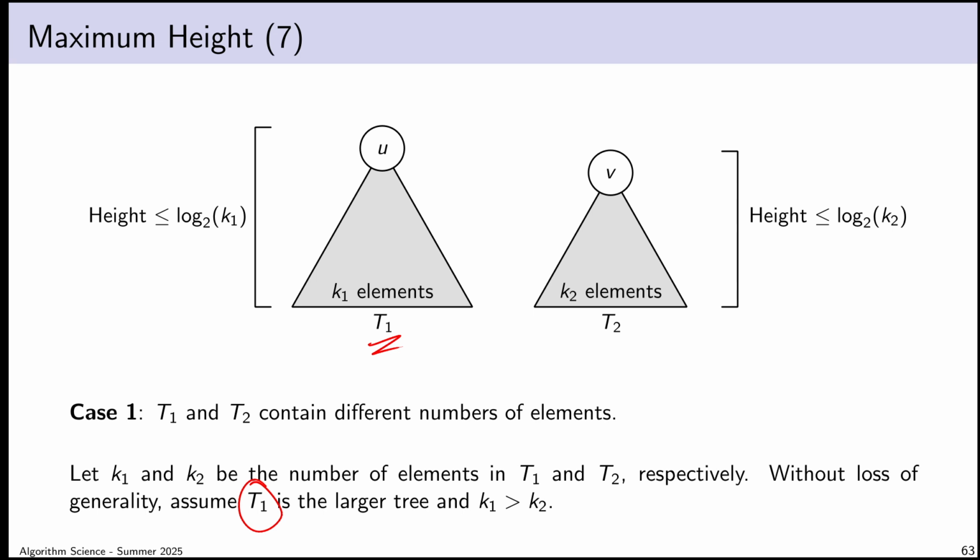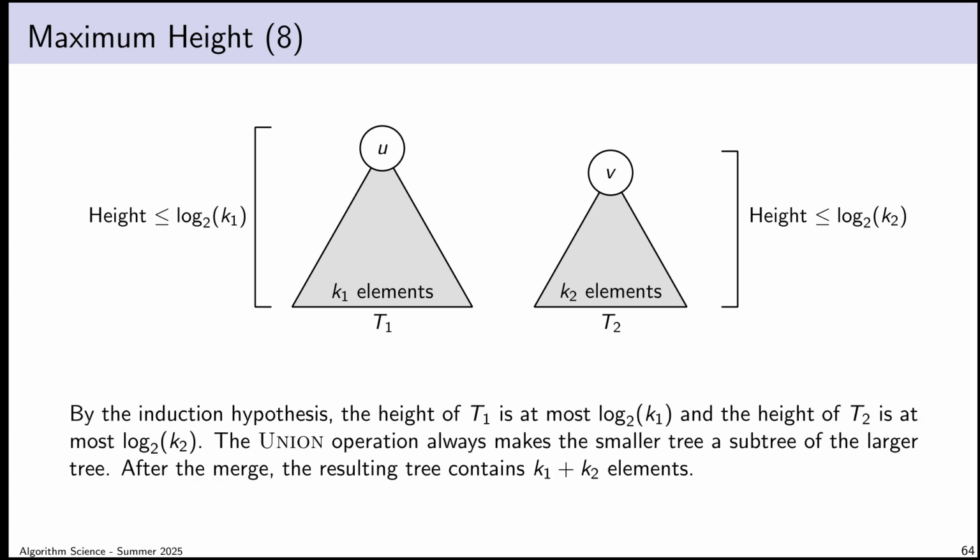That way I don't have to do two extra cases, one where T1 is large, one where T1 is small. So we're going to assume that T1 is the larger of the two trees, and therefore that K1, the number of elements in T1, is greater than K2, which is the number of elements in T2. What we know based on that assumption is that the merge procedure will merge T2 to become a subtree of T1. Okay, so now case 1 breaks into two subcases.